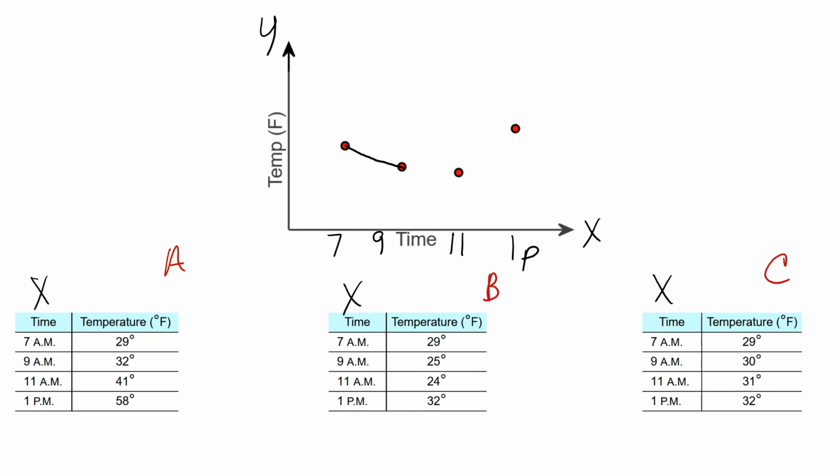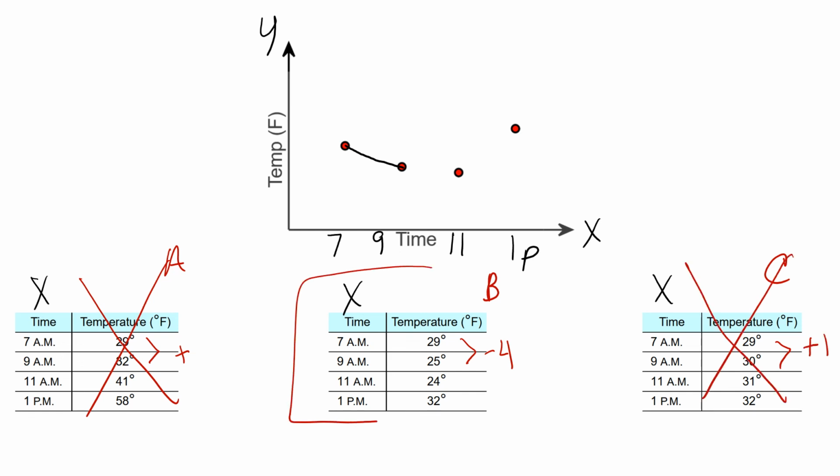So table A, we go from 29 to 32. That's a positive, so it cannot be that one. Table B goes from 29 to 25. It's a negative 4 degrees, so it could be this one. And then C goes from 29 to 30. That one goes up, so it's not C. It's quite clear that our table is B that matches that graph.